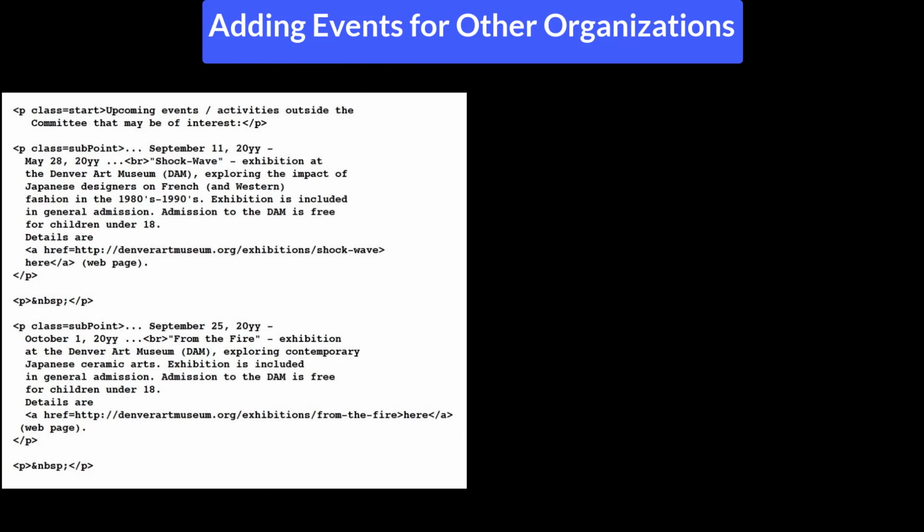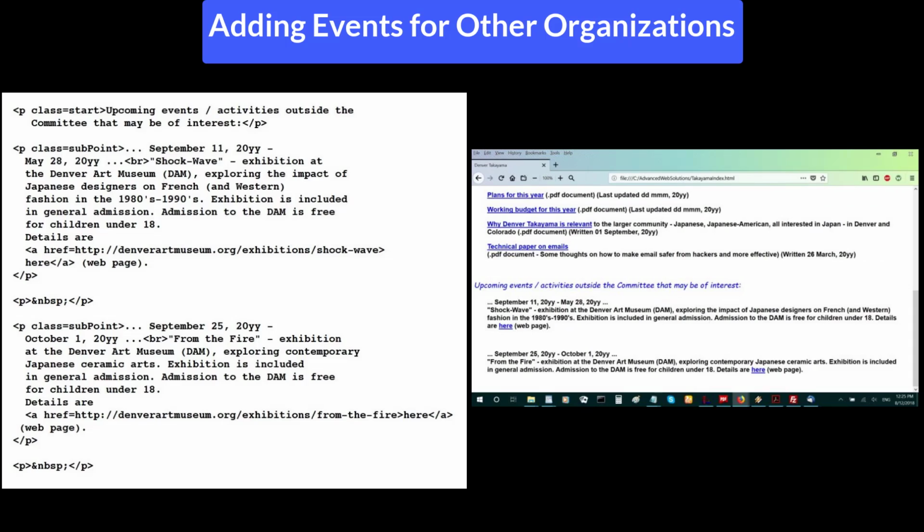Here's some examples. Note, we use a slightly different layout to visually distinguish outside events from our events. So class equals start as sort of the header again, upcoming events and activities. And then paragraph, class equals subpoint, a new line, class equals subpoint, a new line. And so this displays this way. Again, just looking at the bottom of the page. By the way, those URLs are no longer valid, so they're just for demonstration.